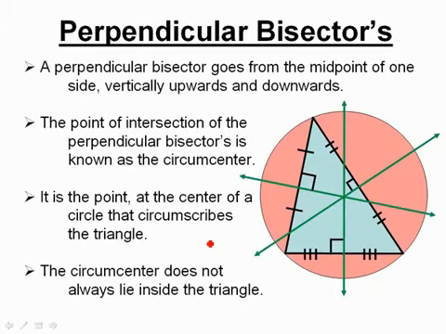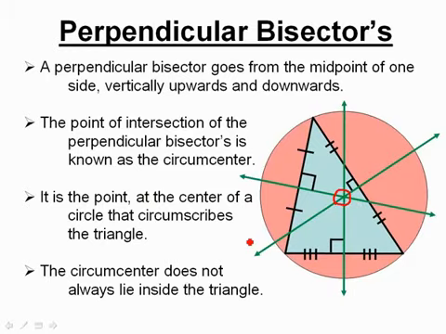Perpendicular bisectors. A perpendicular bisector goes from the midpoint of one side vertically upwards and downwards. So essentially, you find the midpoint of one side, like I did here, and then you just go vertically upwards and downwards, drawing a perpendicular line in both directions. The point of intersection of the perpendicular bisectors is known as the circumcenter. So this point here is the circumcenter.